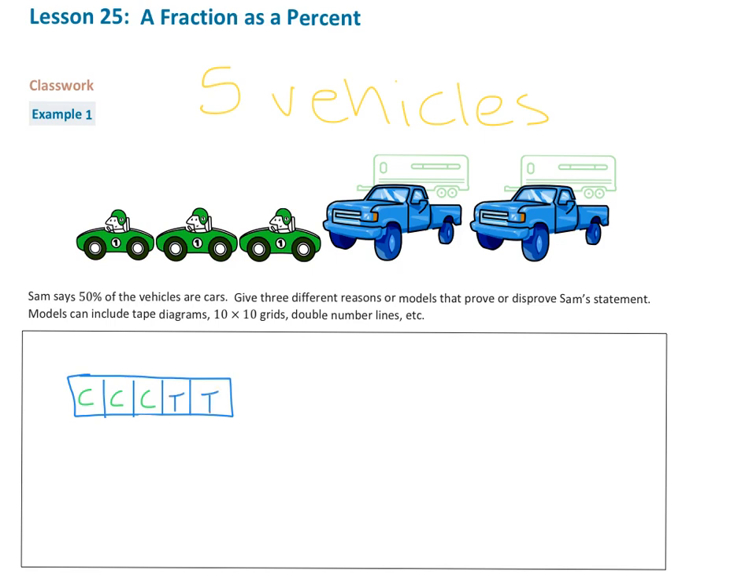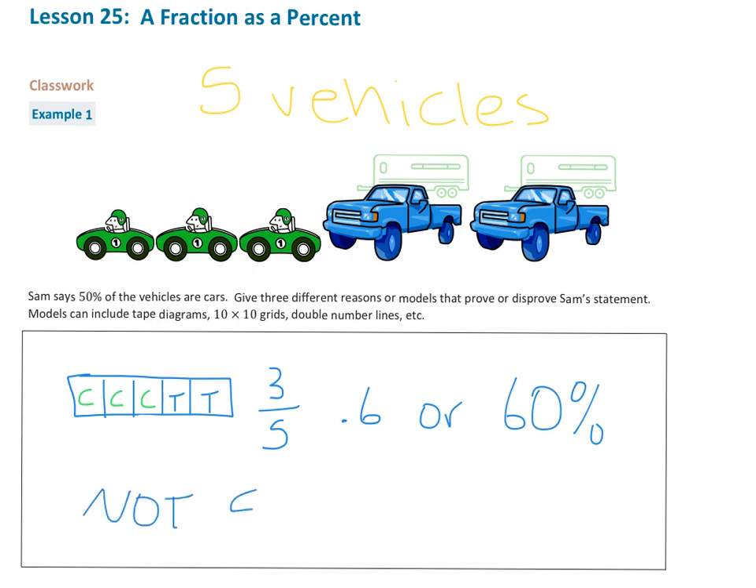Is that 50%? I would show that that is 3 of 5, or 3/5 cars. And 3/5 actually converts to 0.6, or 60%. Therefore, it is not 50% cars.